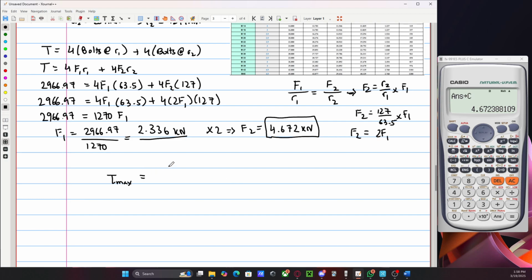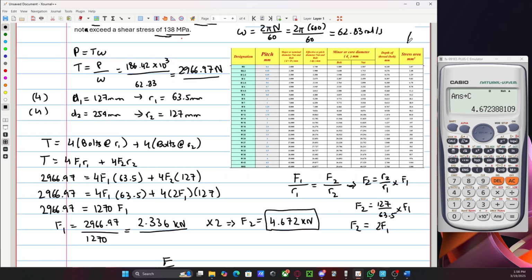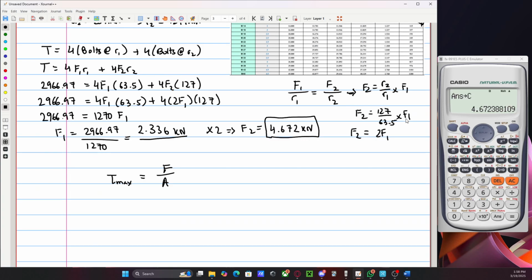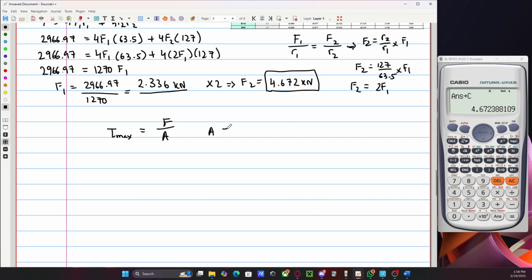Now we know that stress is force over area. We can't work out d unless we use the tables. We have to work out the area, then go to the table that was provided to us and see where it falls. So the area that we should get is force over tau max. The maximum force is 4.672 times 10 to the power of 3 over 138 megapascals.